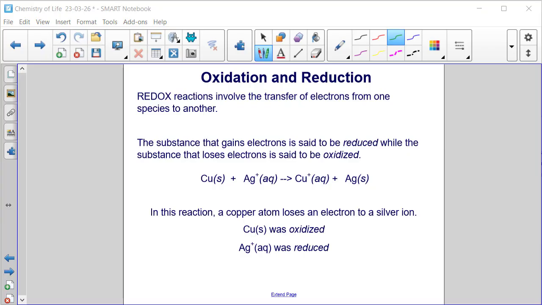Oxidation and reduction. Redox reactions involve the transfer of electrons from one species to another. The substance that gains electrons is said to be reduced, while the substance that loses electrons is said to be oxidized. In this reaction that you see, the copper atom loses an electron to the silver ion. Copper was oxidized and the silver ion was reduced.